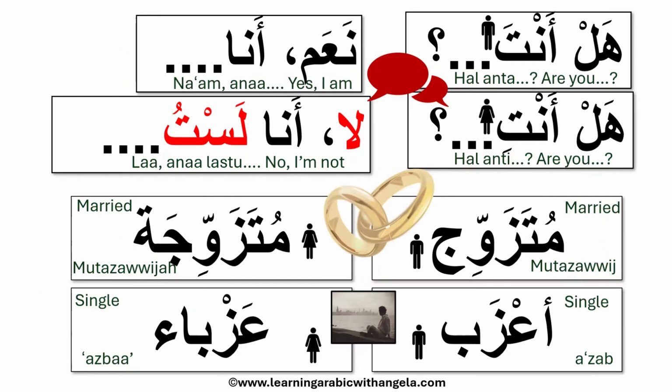How do you ask someone if they're married or single? For example, we're going to use hal for yes or no questions. In English, you say are or is for yes or no questions. In Arabic, we're going to use hal. Hal always for yes or no questions. Even if you want to ask can you help me? هل. So questions where you're asking yes or no, you're going to use the question tool هل.